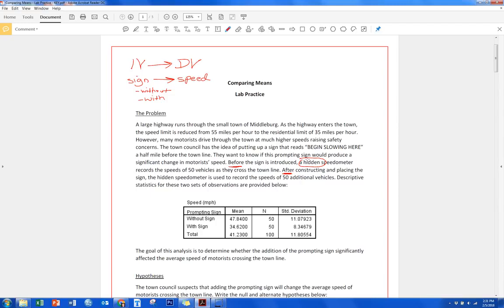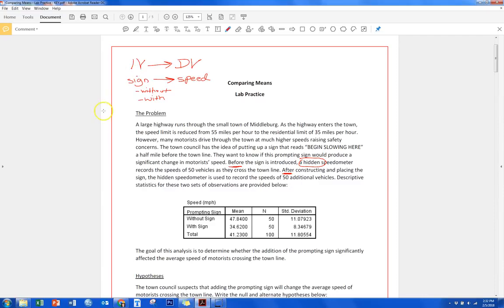The fact that the speed is being measured using this very conspicuous measurement could prompt them to slow down. They see that their speed is being flashed at them. That might be the thing that gets them to slow down rather than this prompting sign that says begin slowing here. So it would be really hard to know whether it was the prompting sign or the speedometer that was causing the difference if this were not a hidden speedometer. So it's important that it's a hidden speedometer. We're trying to isolate the effect of the independent variable, the begin slowing here sign, by keeping everything else constant and not introducing some other variable that could have some impact on our results.